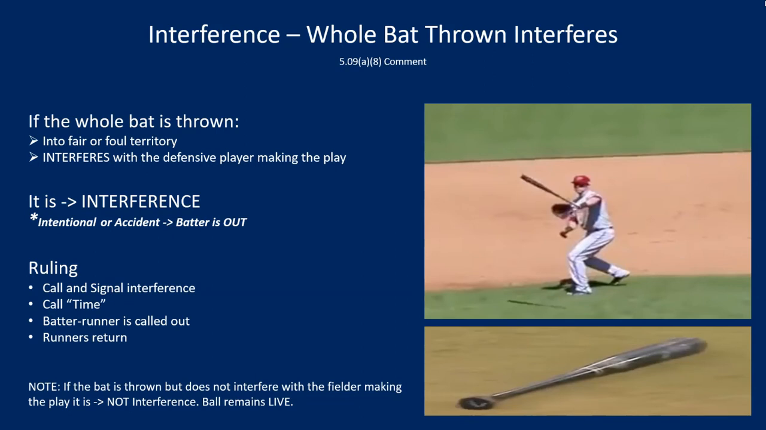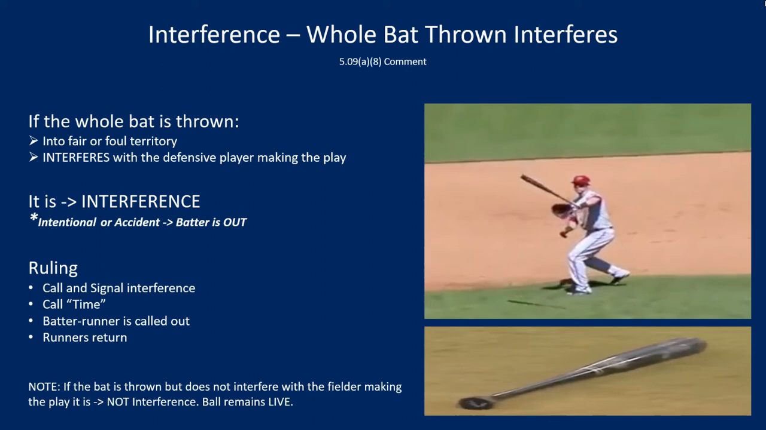In this interference, we're going to talk about the whole bat. So in this case, the whole bat is getting thrown, maybe not on purpose. Again, intent doesn't matter. Maybe it's an accident, but the whole bat goes into the fielder trying to make a play. Now, if the fielder is in foul trying to catch a pop-up or any ball in fair territory, this rule still applies. The bat is whole, and the bat is interfering with the fielder. The batter is going to be out for interference.